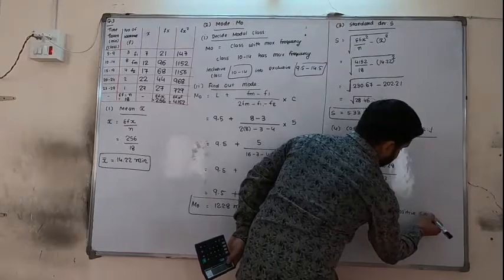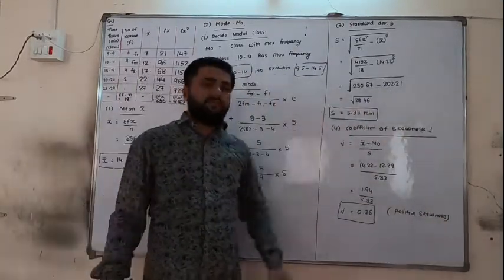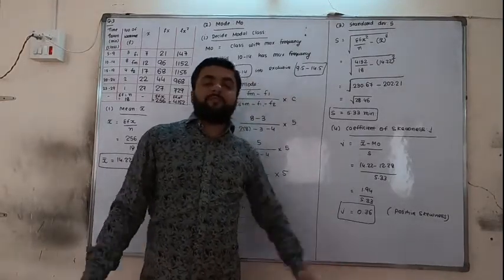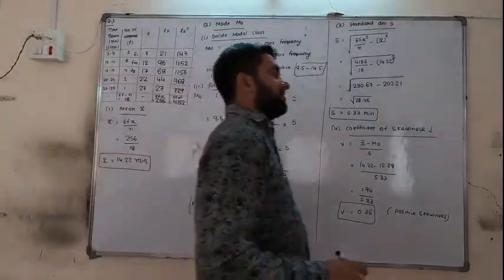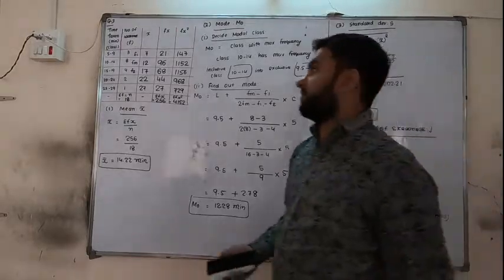How can we know whether the skewness is positive or negative? On the basis of the answer of the coefficient of skewness. If the answer is positive, it is positive skewness. If the answer is negative, it is negative skewness. So friends, question number 3 is completed. Now going for question number 4.